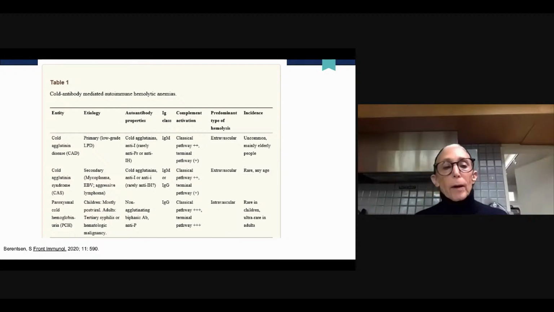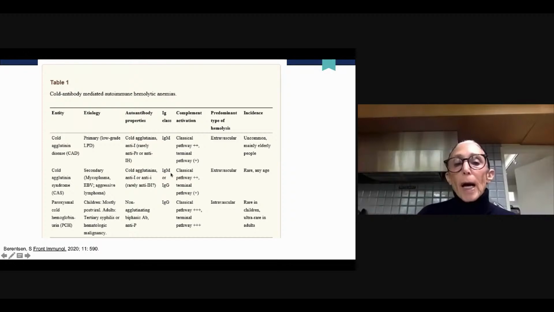In contrast to that, cold agglutinin syndrome is usually due to some other underlying process. It can be infection, classically mycoplasma, which makes an IgM to big I, but sometimes EB virus. And EB virus is interesting because it makes an antibody to little i, which theoretically shouldn't be expressed on the red cells. Occasionally it can be an anti-IH, but it's also seen with aggressive lymphomas. So these patients may have cold agglutinins as a manifestation of their underlying lymphoma.